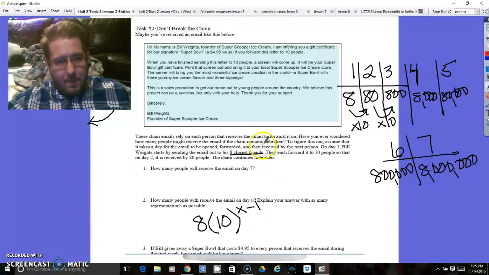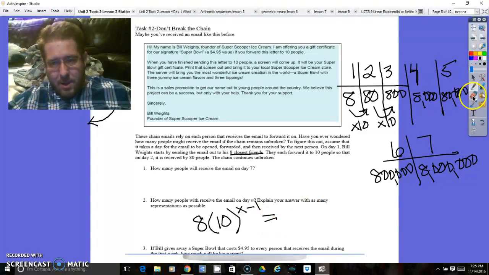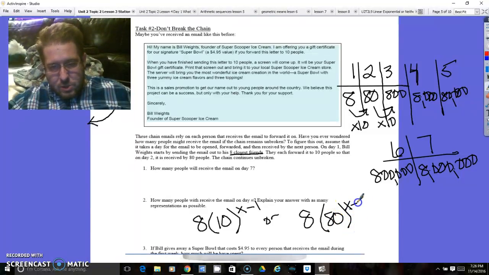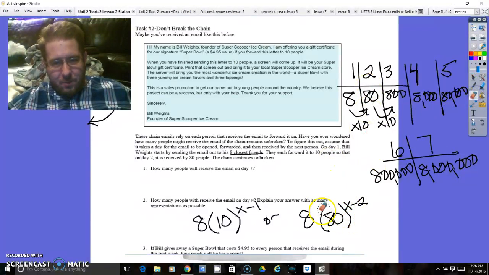Now, we haven't talked a whole lot about this. Why is it x minus 1 power and not x power like we've talked about in the past? Because 8 isn't the 0th term, it's the first term. Now, I could say that's the same thing as, now I don't want to write equals because I don't want to throw you off too much, but you could have also written 8 times 80 to the x minus 2 power, because 80 is the, whoa, did I really just do that?